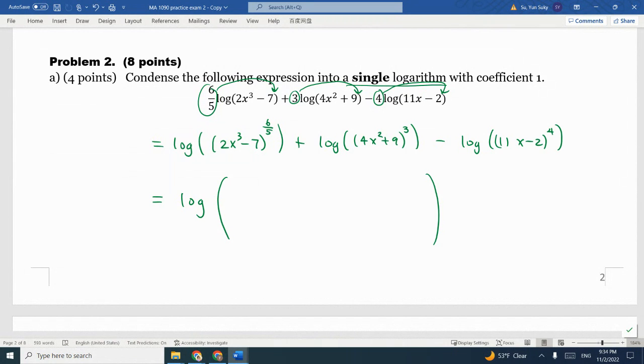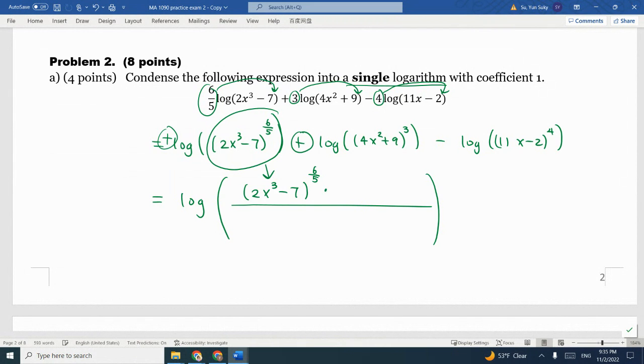So single log. And here, the first term has nothing in front, but you can imagine there's a plus in front of it. That's why you put these factors in the numerator. So (2x cubed minus 7) to the 6 over 5, we put it in the numerator. And then the next term is plus, so we put this one in the numerator too: (4x squared plus 9) cubed. Next term, minus. Minus means we put it in the denominator.